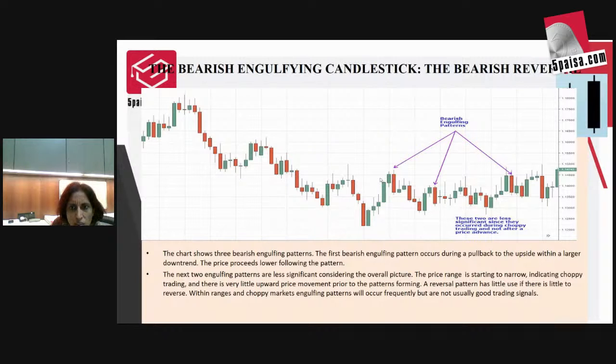Right? So here more emphasis, more importance should be given to this bearish engulfing pattern rather than these two. Why? Because they occur during choppy trading and not after a price move. So you have to be very, very careful when that pattern is to be seen, and accordingly, you will strategize. It is very important while you are using the chart types for your decision.